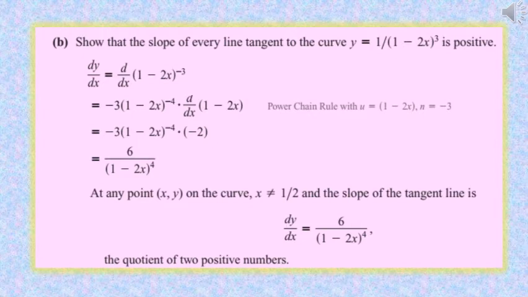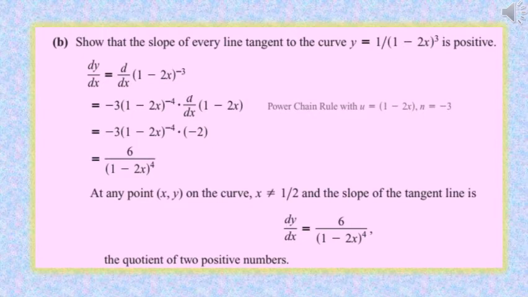We can apply three rules. The first rule is the power rule for negative integers, the second rule is the quotient rule, and the third rule is the power chain rule. So it's up to you; you can choose any one of them. When we apply the derivative on the given function, after simplification we have 6 by 1 minus 2x to the power 4, and this is the slope dy by dx, and this function will be undefined when we put x equals 1 by 2.